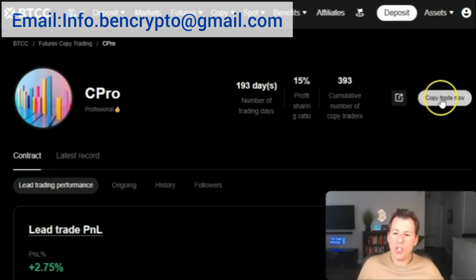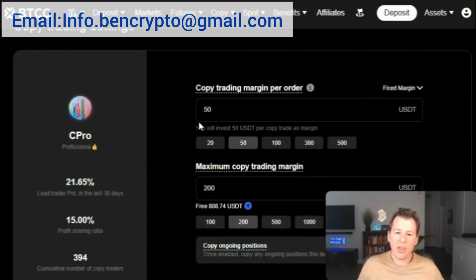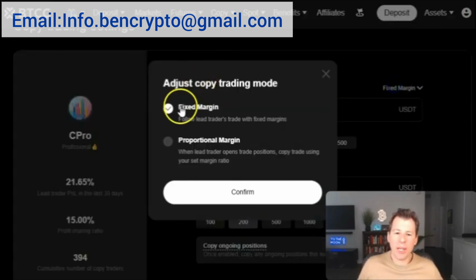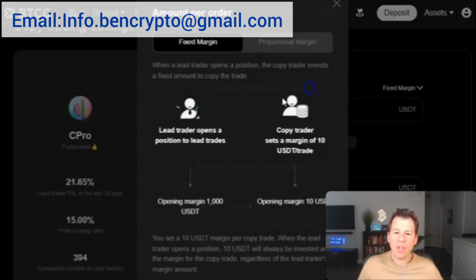So I'm going to click on copy trade now at the top right. Copy trade now. Now, here's where you actually make the copy trade. First, you need to decide, do you want to make it a fixed margin trade or a proportional margin trade? Very important concept. What is the difference?